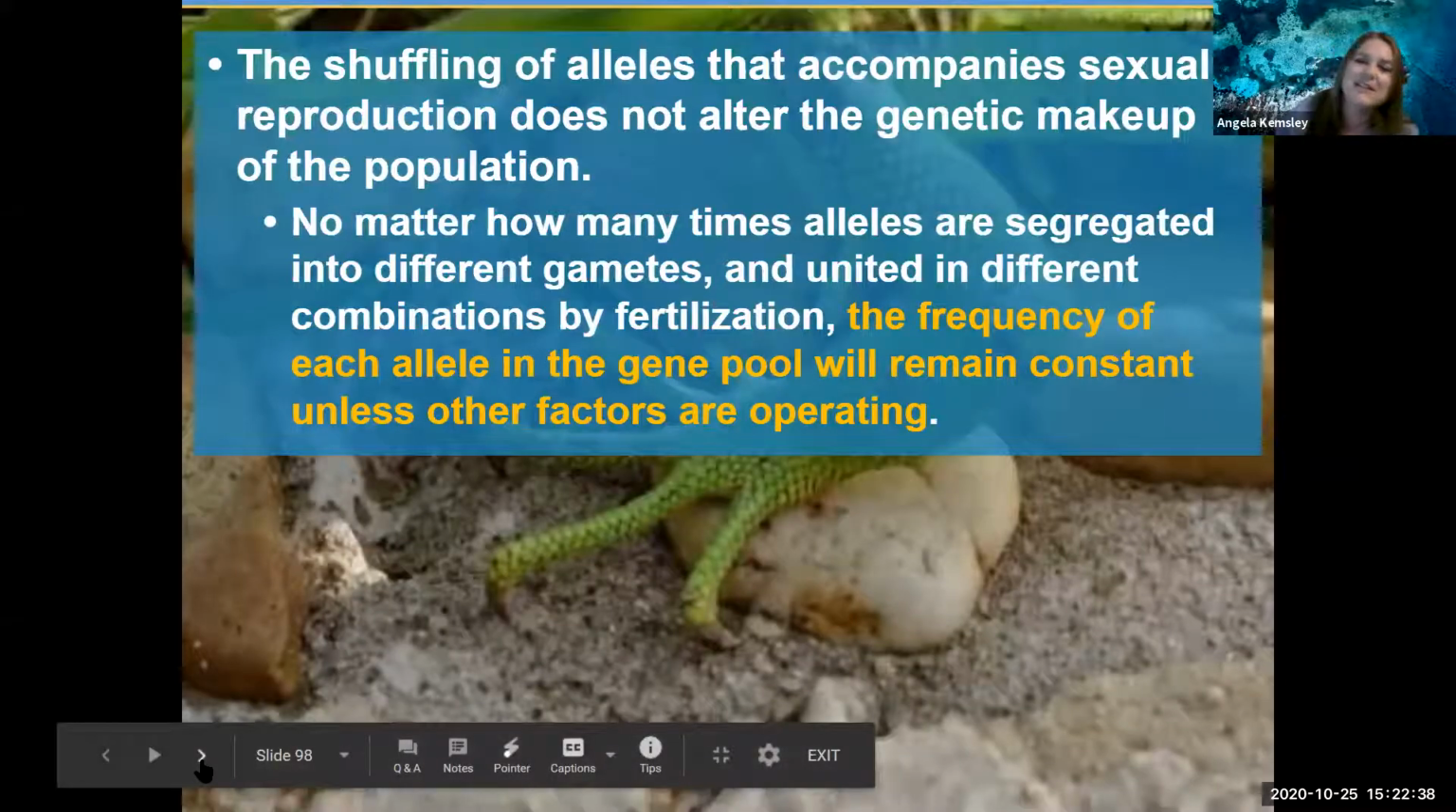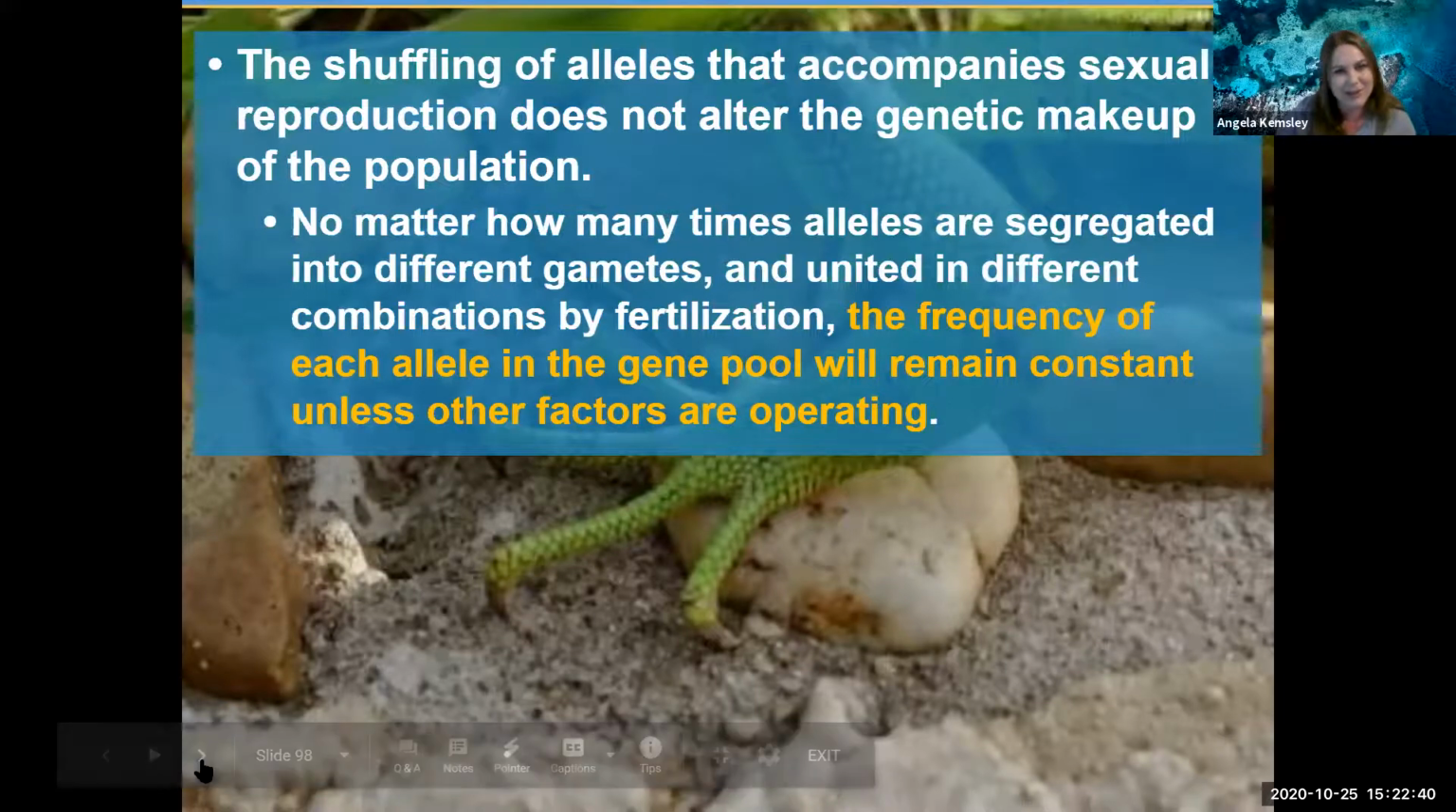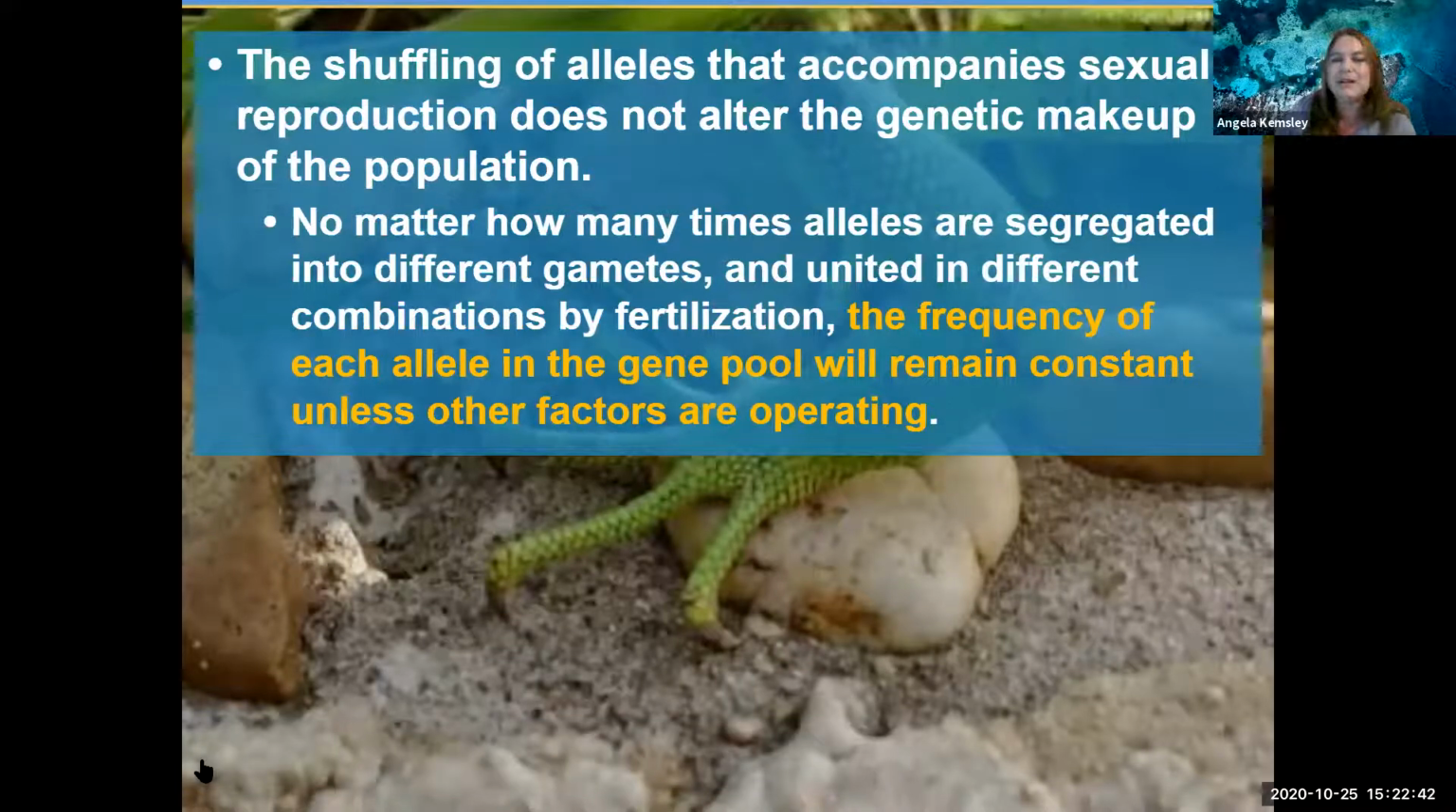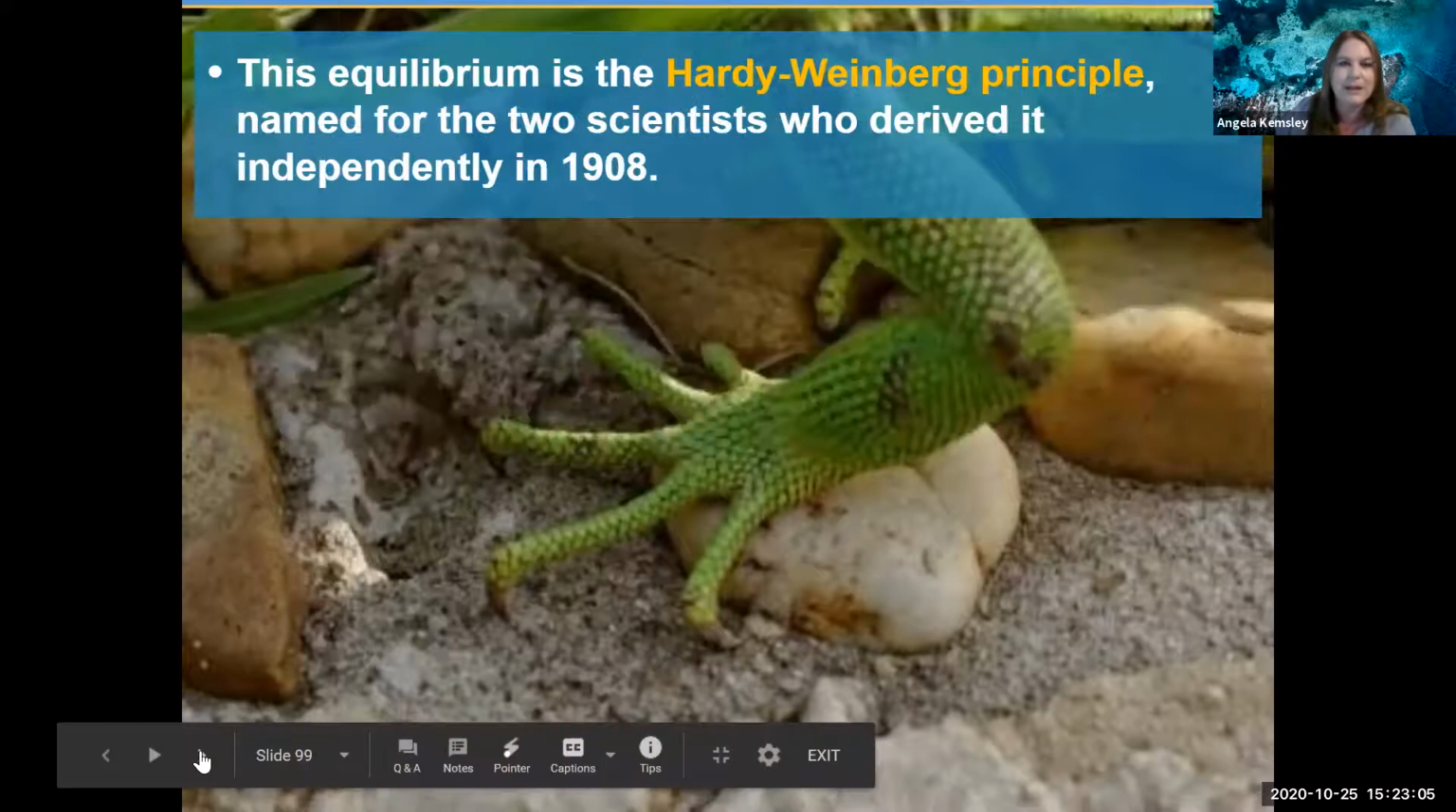So the shuffling of alleles that accompanies sexual reproduction, like we just saw those iguanas doing, does not actually alter the genetic makeup of the population as a whole. So no matter how many times alleles are segregated into different gametes and united in different combinations by fertilization, the frequency of each allele in the gene pool will remain constant unless other factors are operating. So things are going to stay the same unless something else is going on. So let's take a look at that.